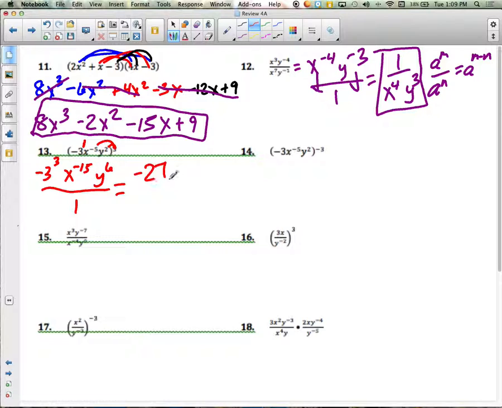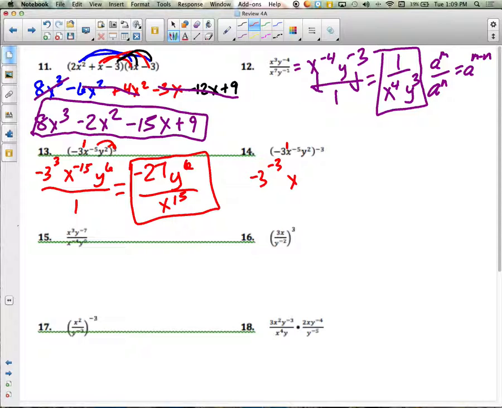The y to the sixth, that's positive, so it's totally happy. But this x to the negative 15th we have to bring down, and once we do that we are completely finished. Number 14 is similar to number 13. You have this parenthesis and an exponent. We're going to multiply. So I have a negative 3, and then 1 times negative 3 is negative 3.